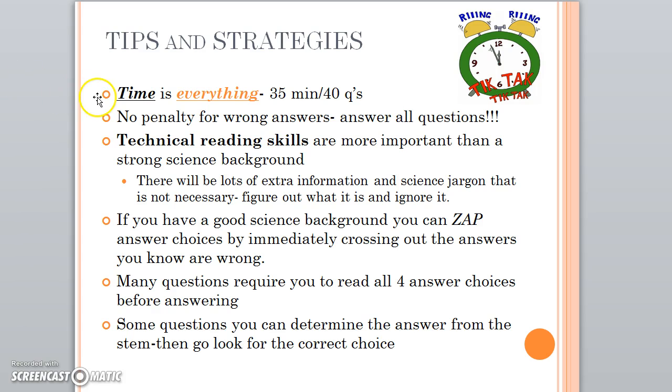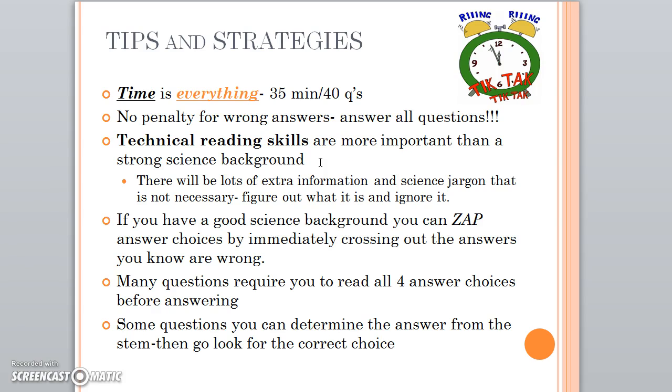So time, back to time, 35 minutes, 40 questions. So you need to think and move quickly through the test. There's no penalty for wrong answers. If you get to the end and you have 5 left and you have 30 seconds, just fill them in. But the most important thing is your technical reading skills.